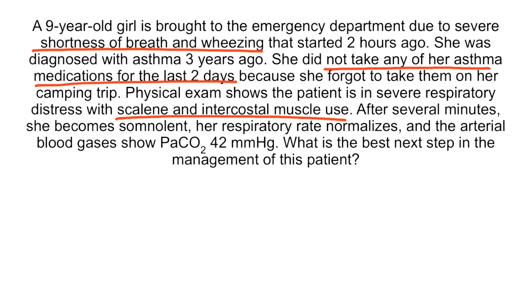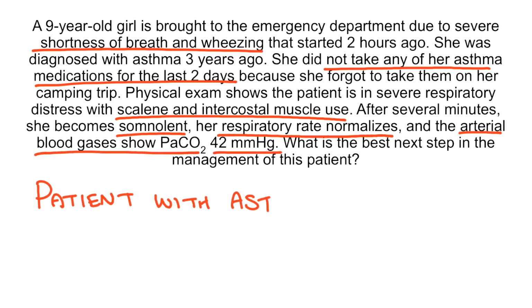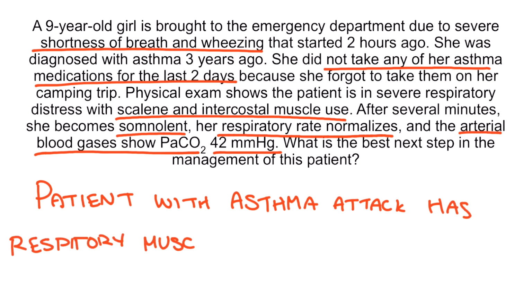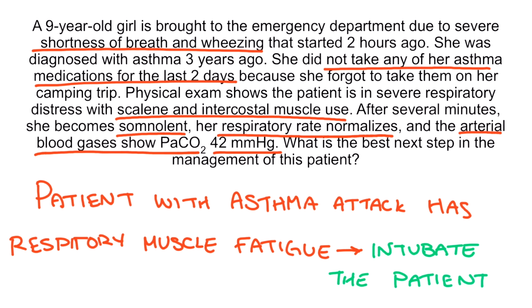After several minutes, she becomes somnolent, her respiratory rate normalizes, and her arterial blood gases show a PaCO2 of 42. This indicates respiratory muscle fatigue with impending respiratory failure. The next best step in the management of an asthmatic patient with respiratory muscle fatigue is intubation to maintain oxygenation.